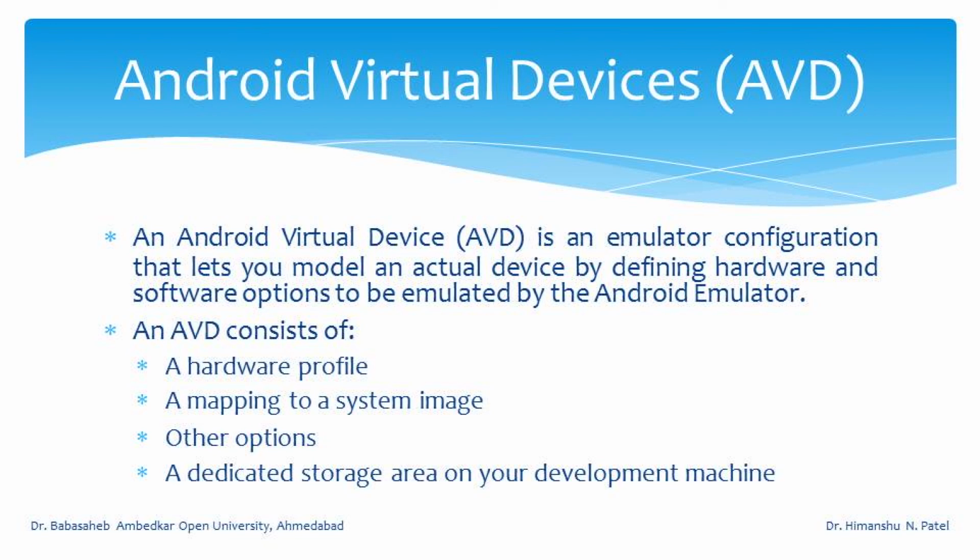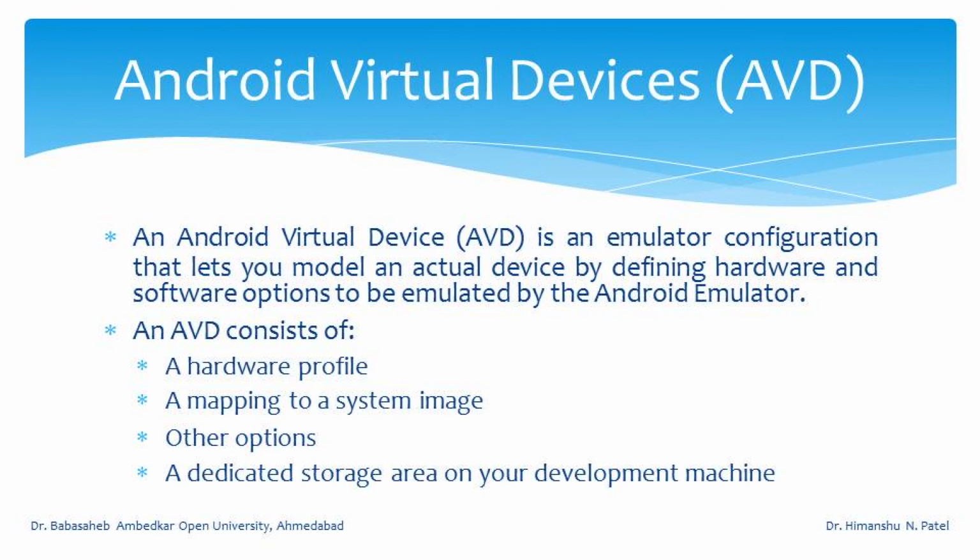We have the Android virtual device, in short called AVD. We already discussed that an Android virtual device is an emulator configuration that lets you model an actual device by defining hardware and software options to be emulated by the Android emulator. What does it mean? It means you can have a virtual device which behaves exactly like an actual device, and whatever test results you get on this device are also applicable to the physical device.